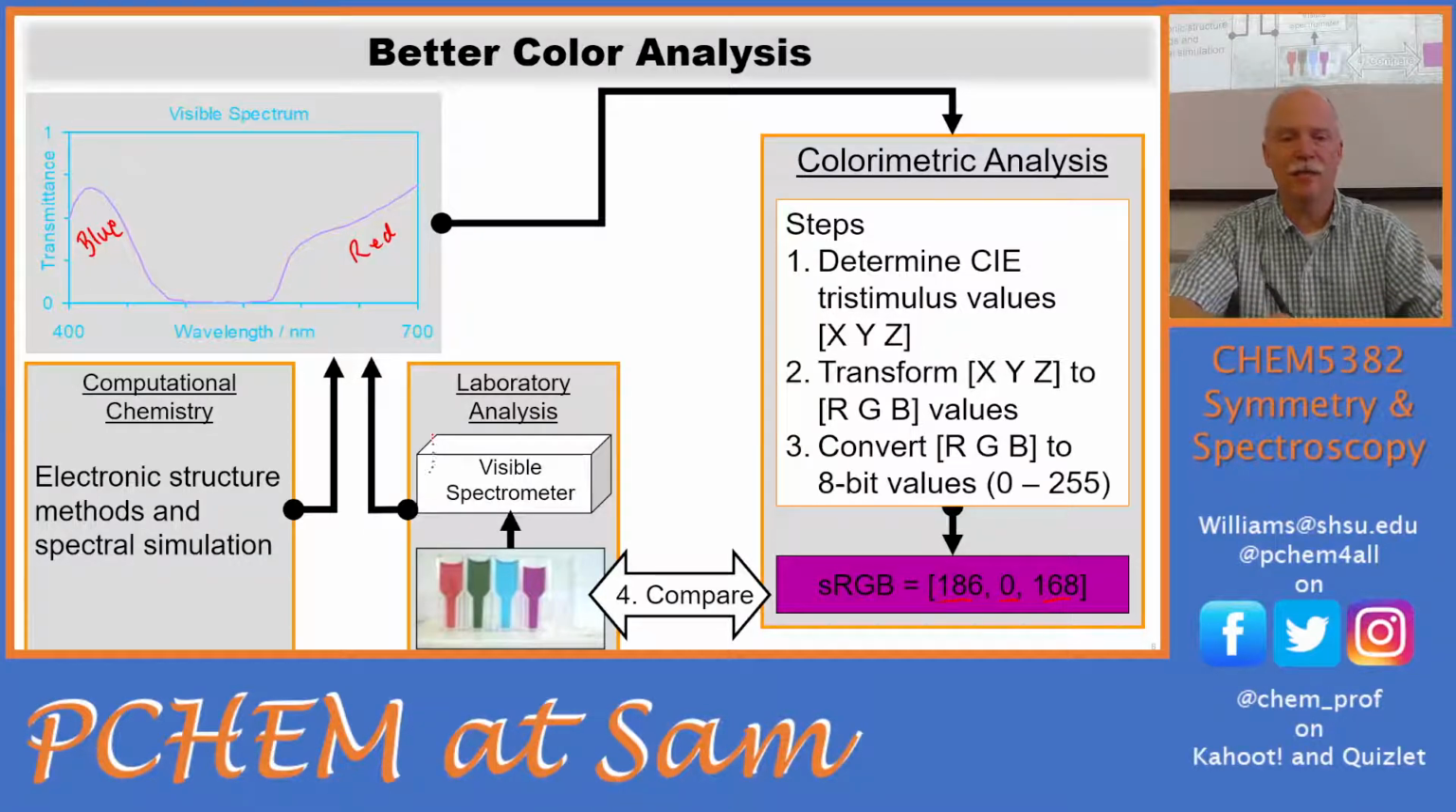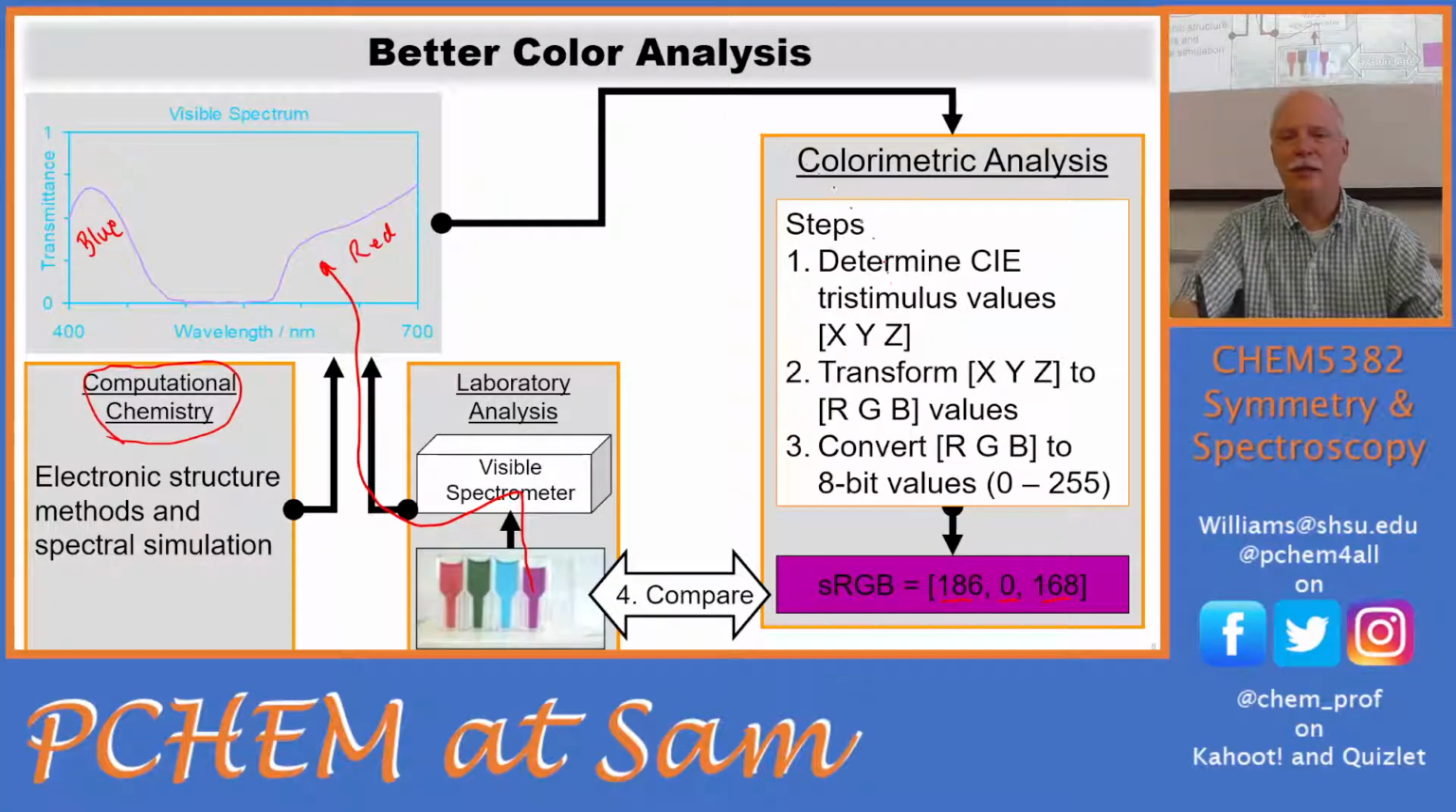So this can be done with the visible spectrometer in the lab. Here's permanganate. It goes into the spectrometer and gives us that spectrum. But we could also add in computational chemistry. So that's what I'm doing with you guys. I did not do this with the undergraduates, so you're privileged in that respect. And so you get to do the electronic structure methods with Gaussian and create a spectrum and then run it through this analysis to get the color of the molecule. Okay.